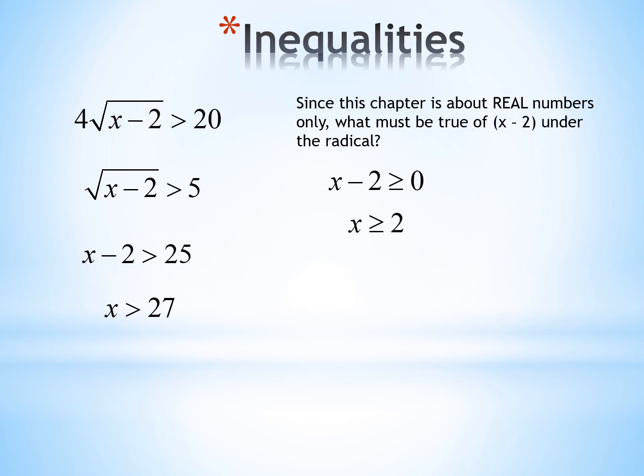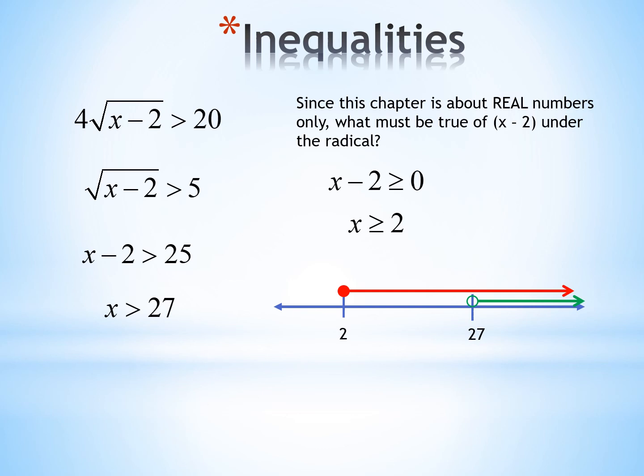We know that x has to be greater than or equal to 2. Any number 2 or greater will make this 0 or positive. So now we have two inequalities. X is greater than 27, but we also know that x has to be greater than or equal to 2. So we're going to graph both of these on a number line. So if I say x is greater than or equal to 2, I'm going to put a solid dot going over here to the right, and x is greater than 27. So now I'm going to look at these two, and I'm going to look where do they share both the red and the green arrow. Well, over here where x is greater than 27 is where they both are, so that is what my solution will be.